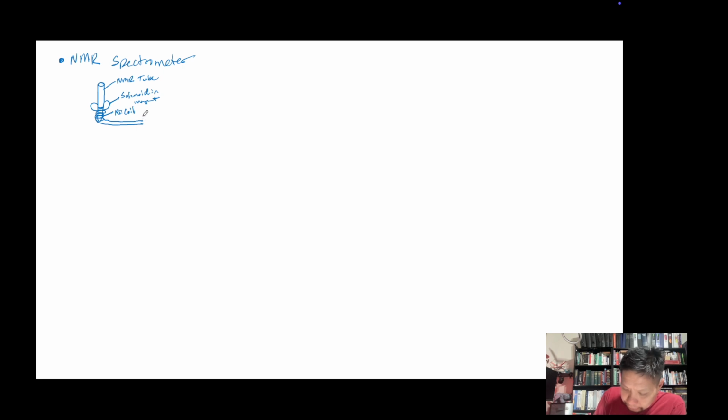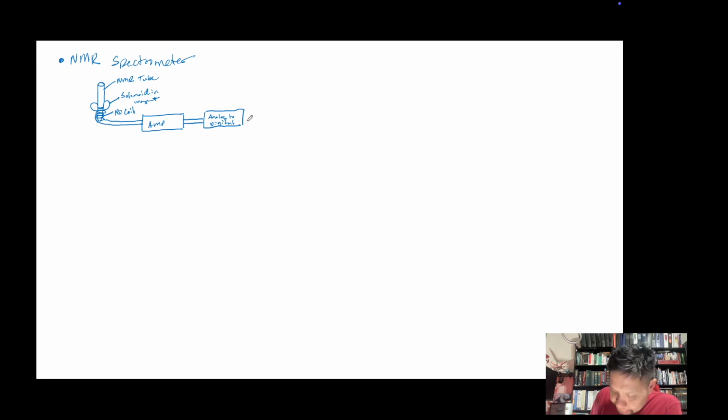So the RF coil then is, of course, connected to an amplifier. Right? Which amplifies the signal coming from the RF coil after the pulse. And that signal gets amplified and sent to an analog to digital converter. Analog to digital converter, right? Also known as an ADC, right?